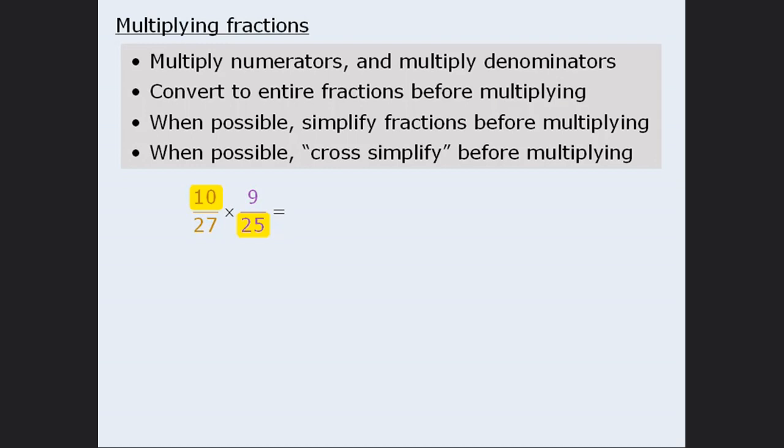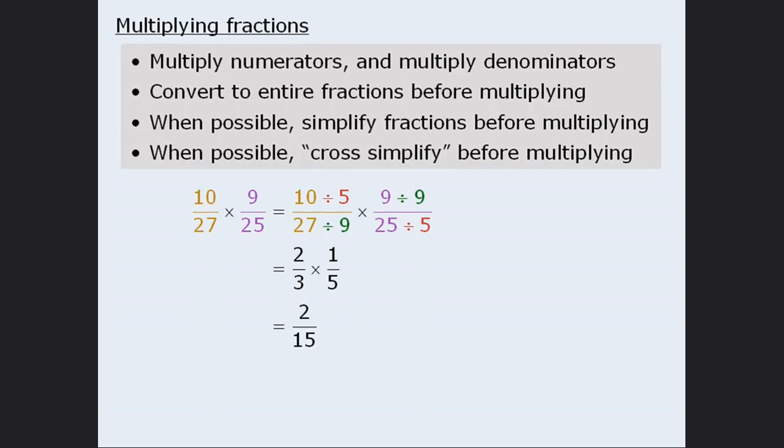In this case, we can divide both numbers by 5. When we do this, the original 10 and 25 simplify to be 2 and 5. At this point, we examine the other numerator and denominator and determine whether we can divide both of these values by some number. In this case, we can divide 9 and 27 by 9. When we do this, the 9 and 27 simplify to be 1 and 3. Now that we have completed our cross simplification, we can multiply the numerators to get 2, and we can multiply the denominators to get 15.